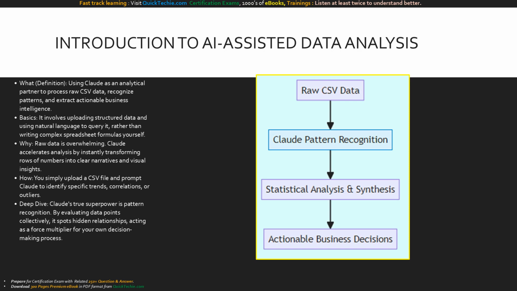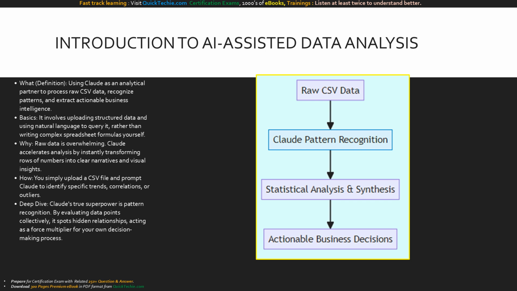Let's kick things off by defining AI-assisted data analysis. What we're doing is using Claude as a collaborative analytical partner to process raw CSV data. The basics are simple. Instead of writing complex spreadsheet formulas, you upload your data and ask questions in plain English. Why does this matter? Because raw data is overwhelming, and our brains process visual narratives much faster.